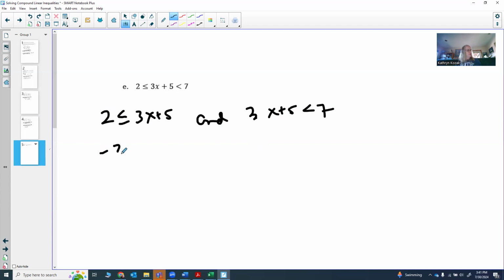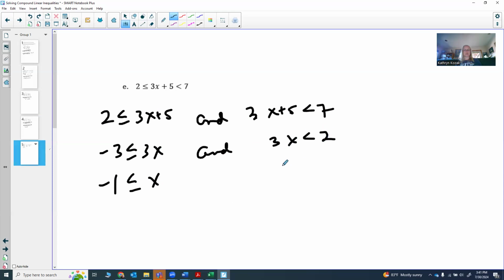So we get negative 3 is less than or equal to 3x. Negative 1 is less than or equal to x. And 3x is less than 2, and x is less than 2/3. You can now put the and statement back into a chain. So you'd have negative 1 is less than or equal to x, which is less than 2/3.